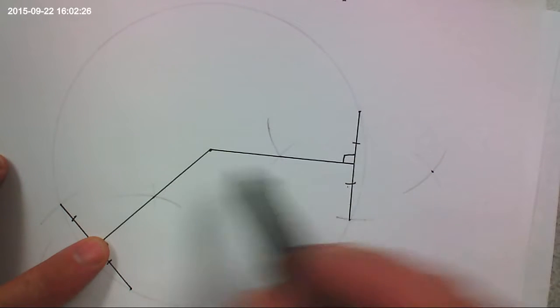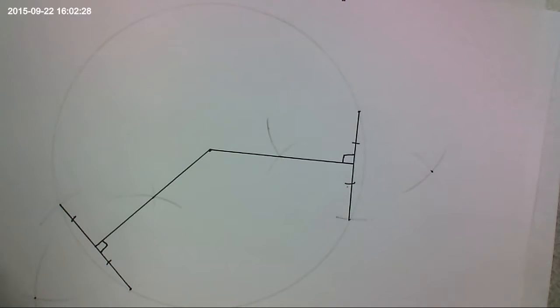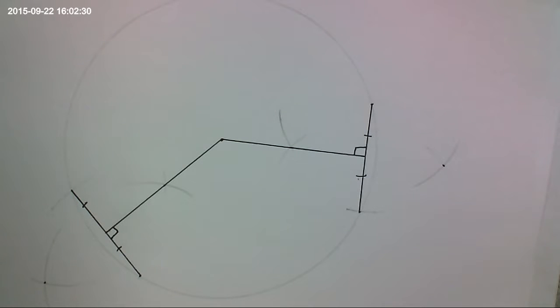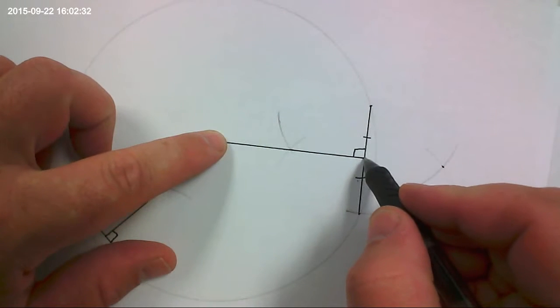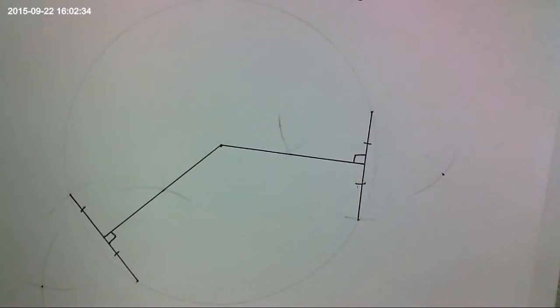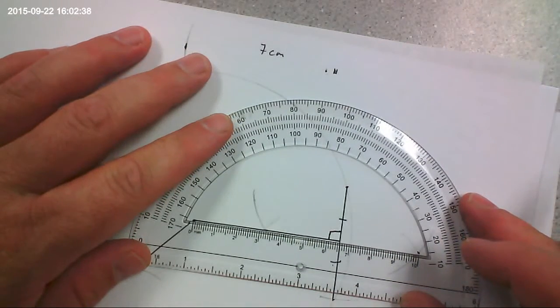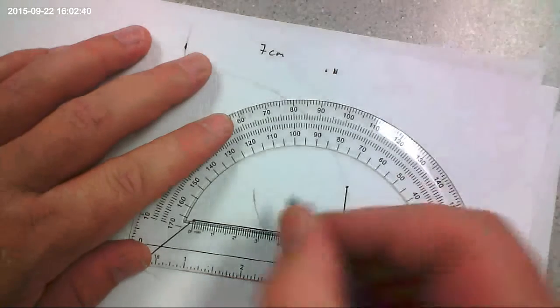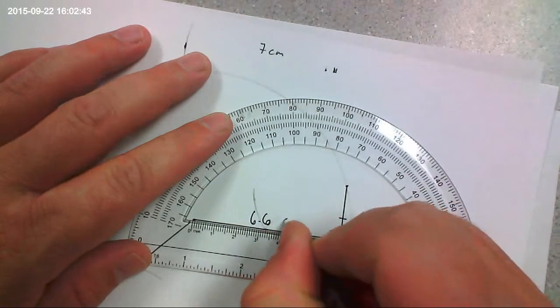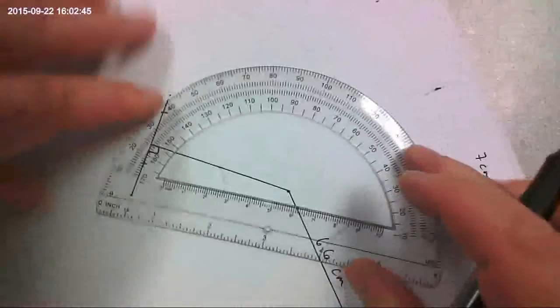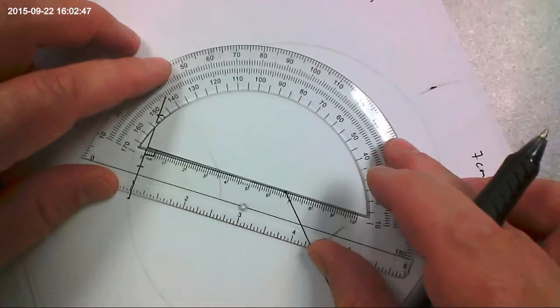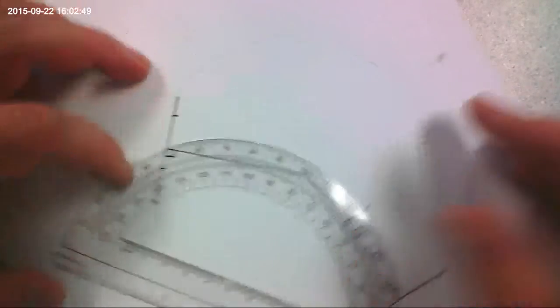I know these two chords are the same length because I measured them. They're both 5 centimeters, so I constructed them. What we're going to see is that this distance here is the same as this distance there. I want you to measure it. Okay? And I got 6.6. Not exactly. It's not perfect, but in this one, same thing, 6.6.